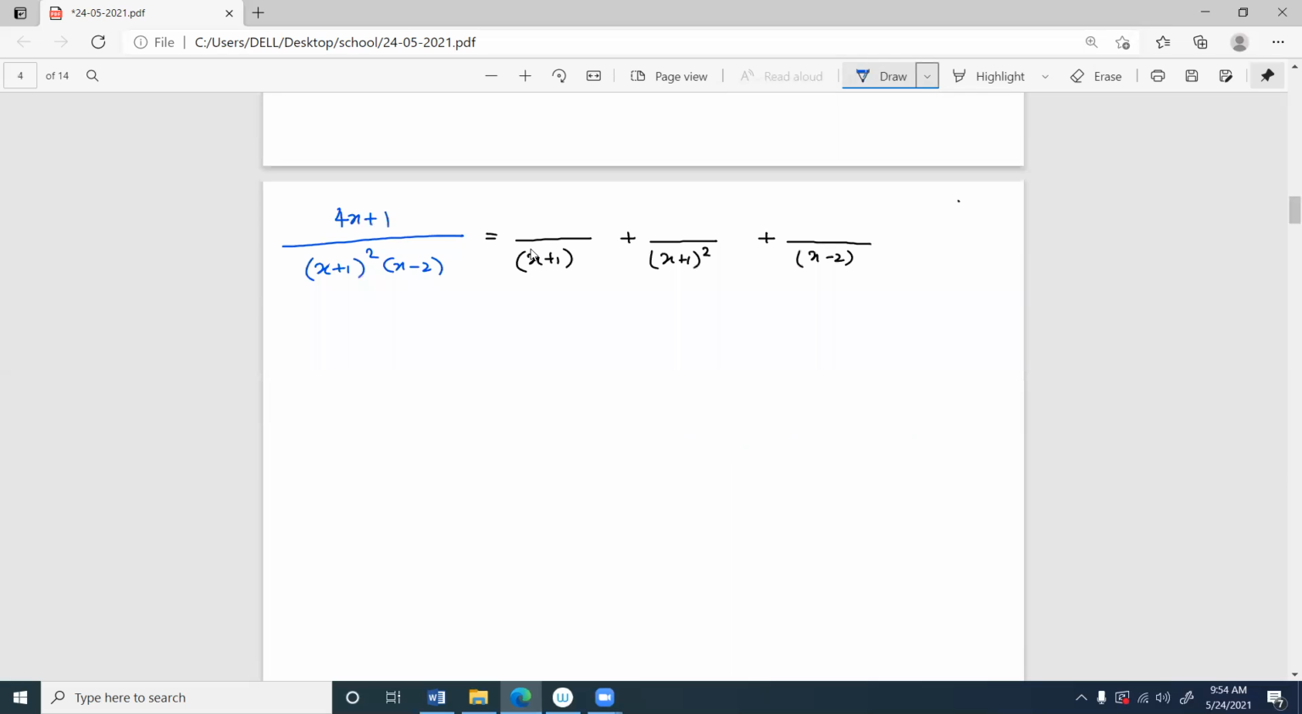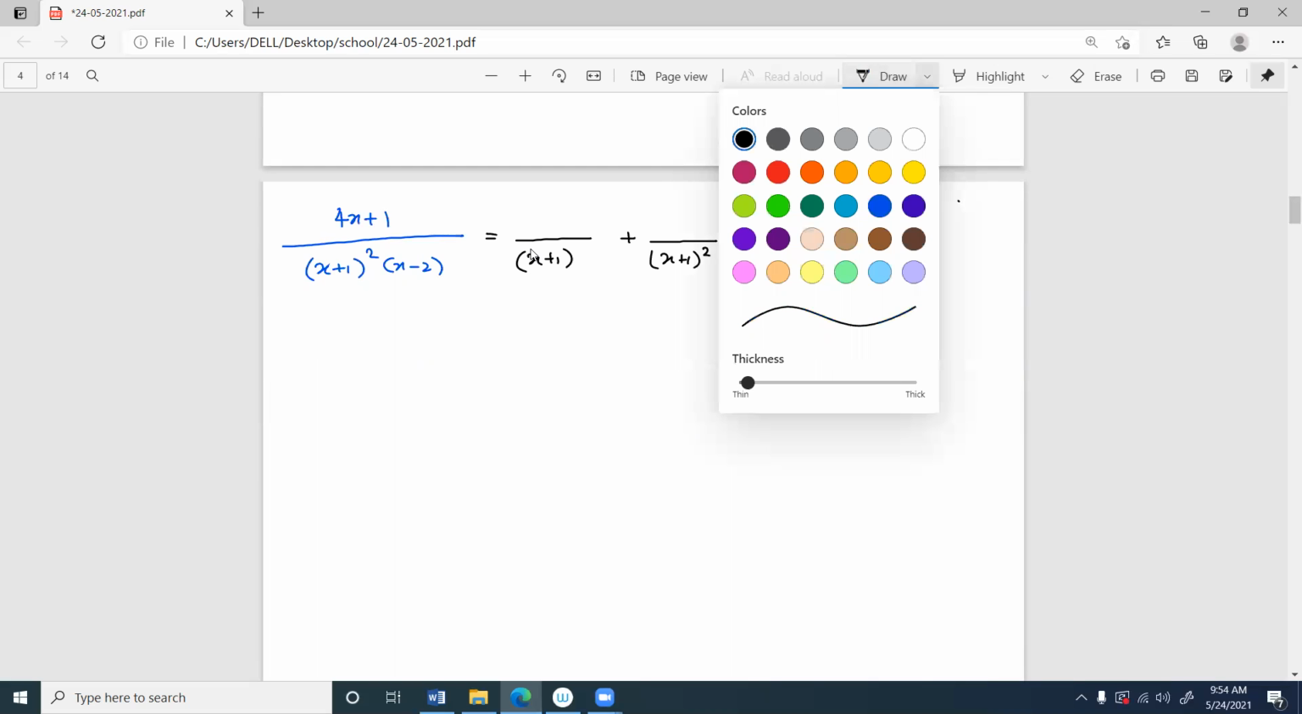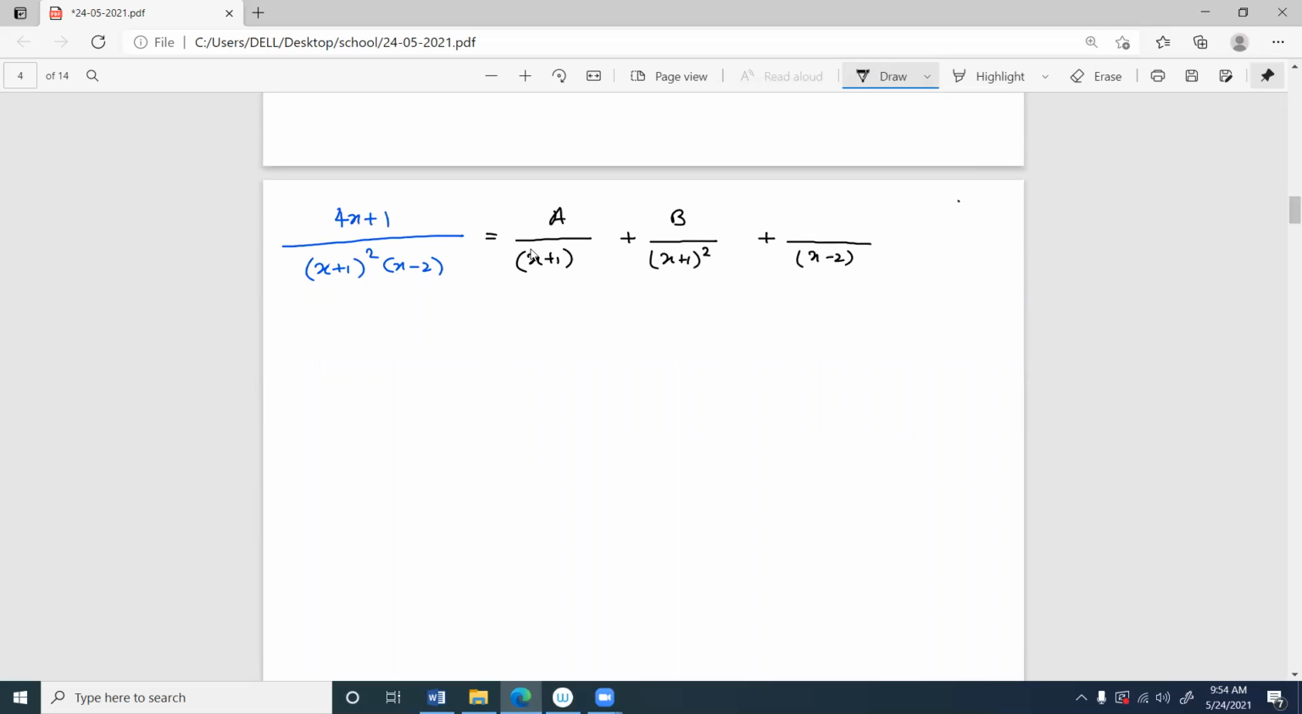Then we can fill it up this way, with A, B and C. Now the LCM part. The LCM is x plus 1 squared times x minus 2. Split x plus 1 squared as x plus 1 into x plus 1, which would be easier to understand.